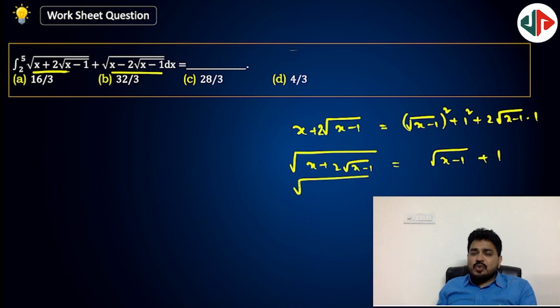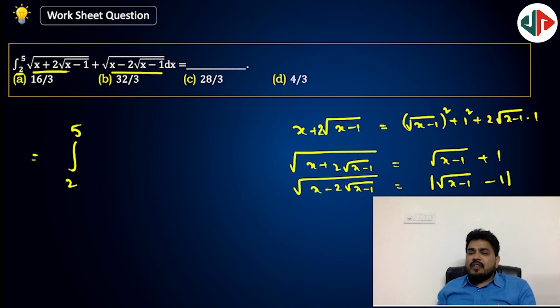Whereas root over x minus 2 root over x minus 1 is modulus of root over x minus 1 minus 1. So x is 2 onwards, so this is always positive. So it is equal to integral 2 to 5. As x is greater than 2, this value is greater than 1, minus 1, so positive. So it is 2 root over x minus 1 dx.